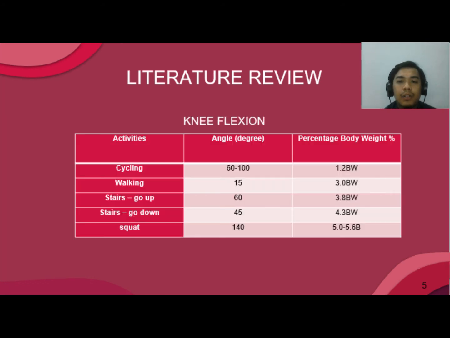The second literature review is knee flexion. Every movement in the human body involves a force operating. As we can see, the table shows the activities with the different angles and percentage of body weight. For example, when cycling, the angle of knee flexion used is 60 to 100 degrees and the load is 1.2 body weight.